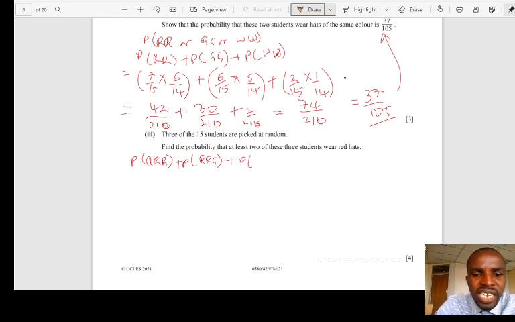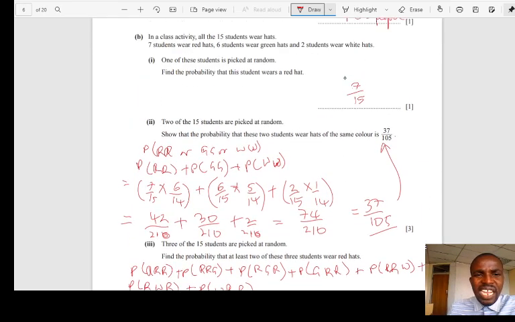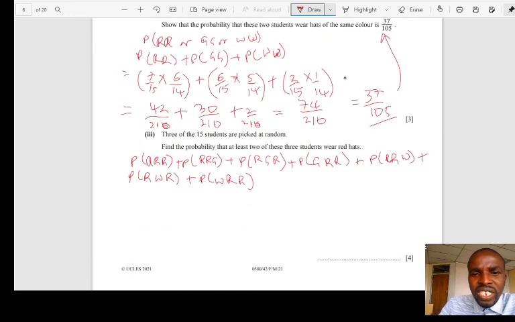Plus probability of, then the first can be red, followed by green, then followed by another red. Plus the probability of, you can start with a green, then red, like this. So 2 must wear red, at least 2, which means 2 or 3. Then plus probability of, now it can be red, and the other one white, plus probability of, the first one can be red, then followed by white, followed by another red, plus probability of, it can be white first, then followed by 2 reds, like this. So these are the possible outcomes. Then going up there, red there are 7, green there are 6, and white 2.